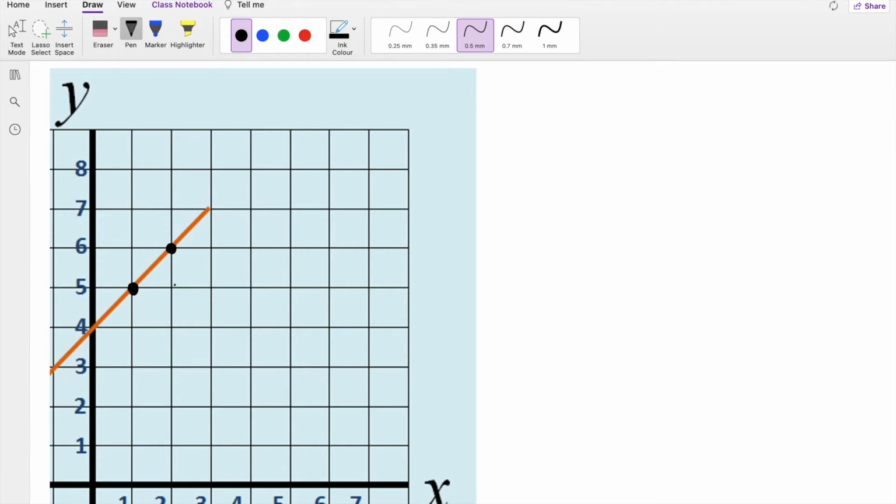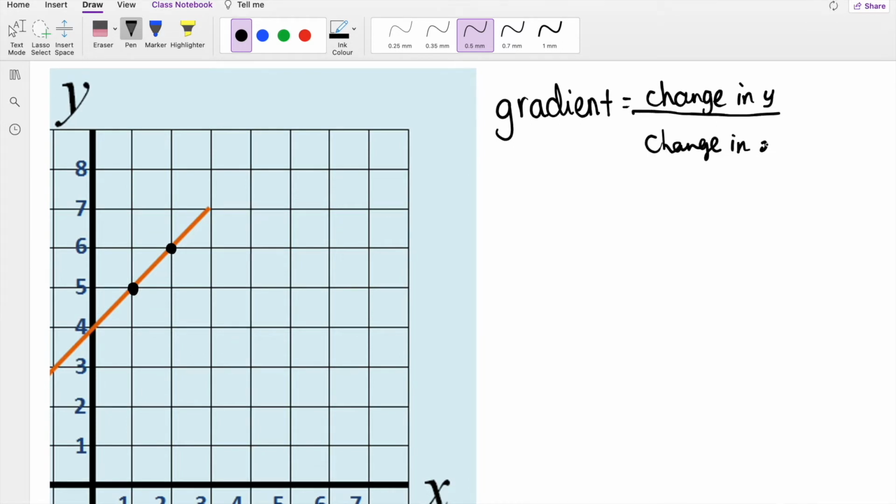Okay, so now remembering that the gradient is the change in y over the change in x. Okay, what you need to do next, I'm going to just draw it in red. So I'm going to start from this point here, and I need to see how I can get to the coordinates just above it. I need to go 1 square to the right and 1 up.